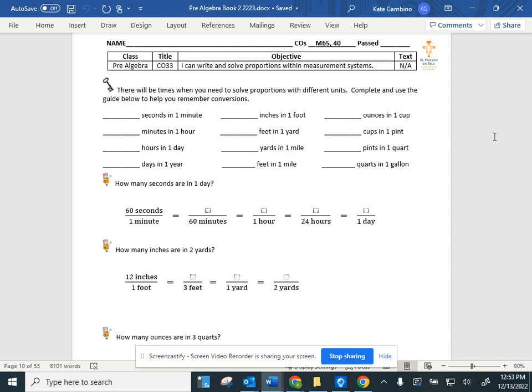It's a very easy lesson. I'm glad it's looking easy. We are working on CO33: I can write and solve proportions with measurement systems.